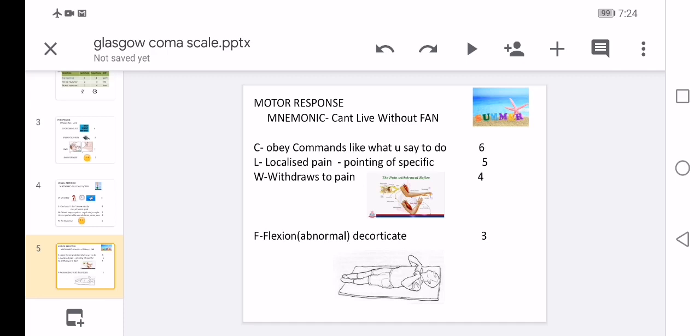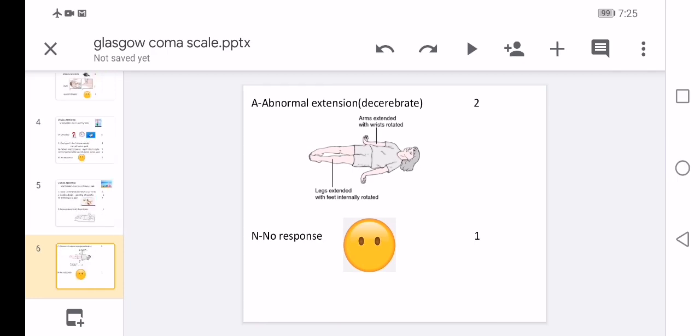W, withdraws to pain. It means where there is any pain, he withdraws from the pain itself. So you can use the 4. And F, for flexion, abnormal, decorticate, it is your 3. It means he brings back the flexion position abnormally. It is grade 3. Motor response. And next we have A, abnormal extension. It is decerebrate. That is your grade 2.